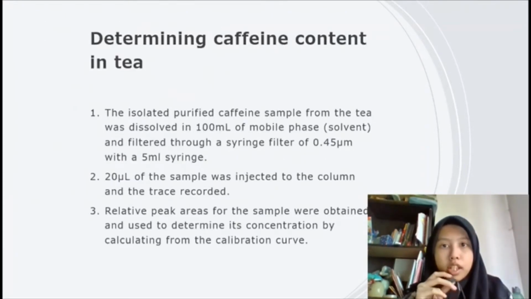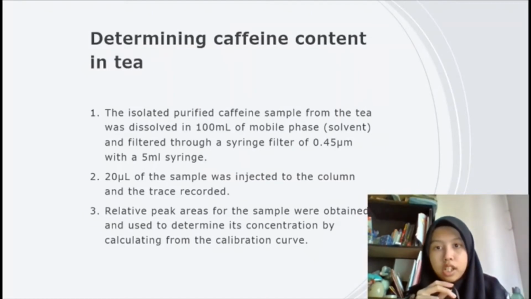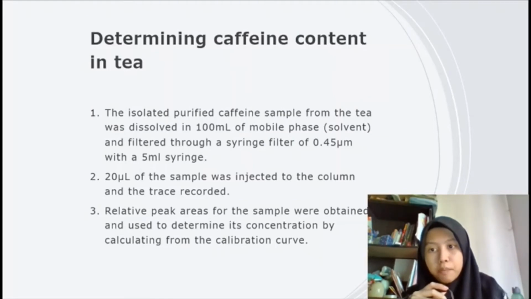To determine the caffeine content in tea, the isolated purified caffeine sample from the tea was dissolved in 100 ml of mobile phase and filtered through a syringe filter of 0.45 micrometer with a 5 ml syringe.